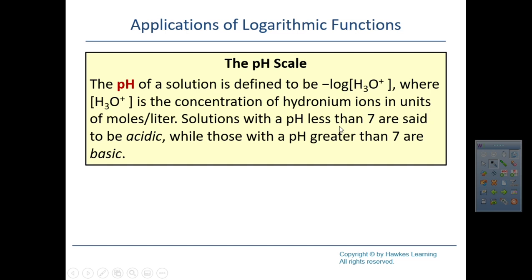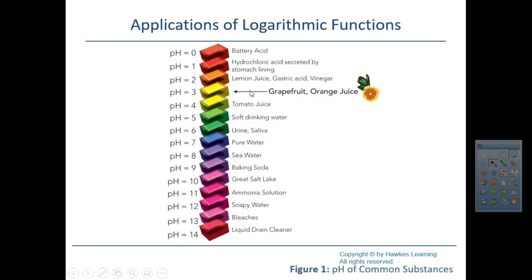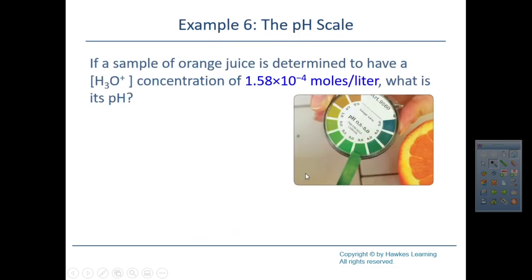Solutions with a pH less than 7 are said to be acidic, while those with a pH greater than 7 are basic. Basically, we're just going to take this formula, have the negative log in front, and multiply this out. Then this is your pH scale, and you get a pretty good idea of, if you have heartburn, what to stay away from based off these pH levels.